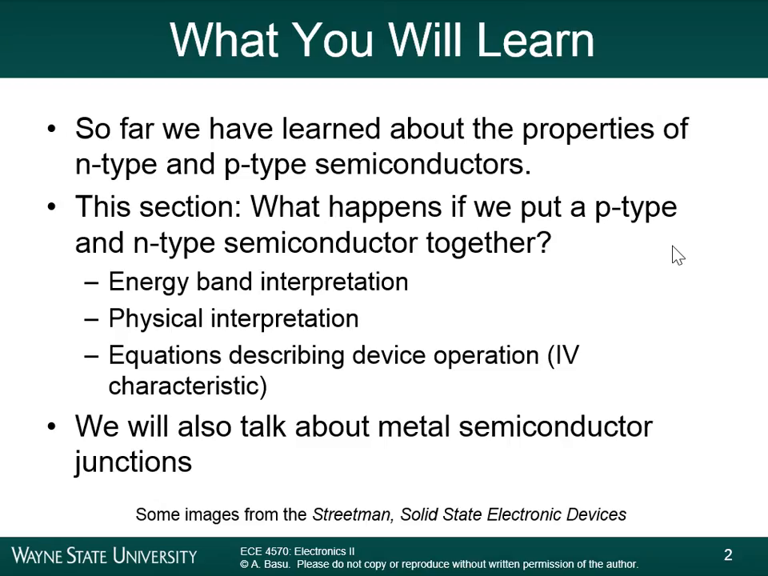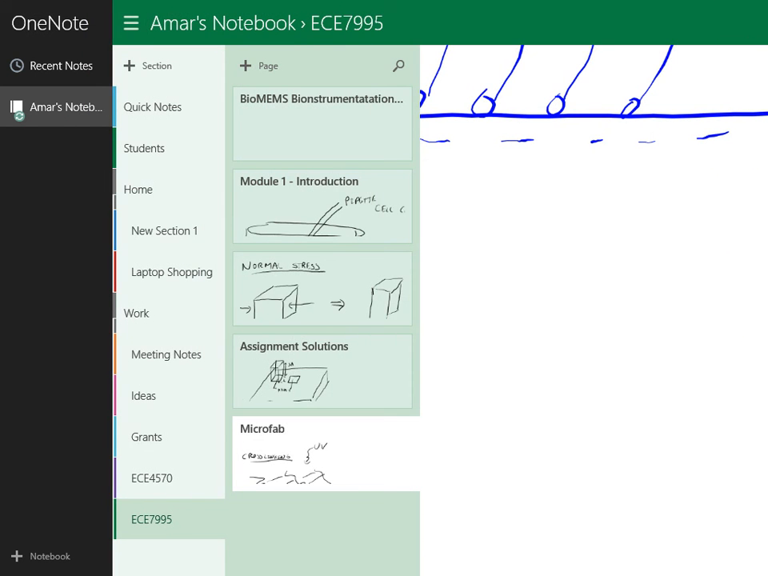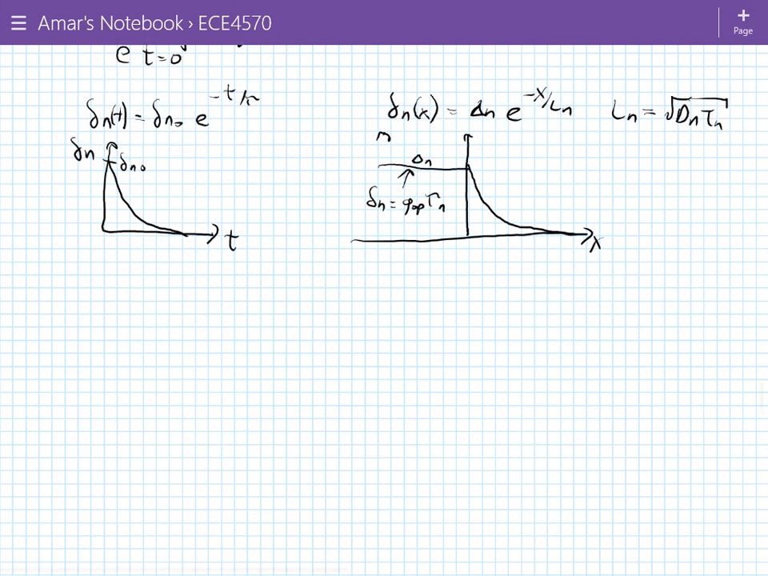So a diode is basically a P-type and an N-type semiconductor put next to each other. Some of you remember this from Electronics 1. This section is going to cover conceptually what happens if we put a P-type and an N-type semiconductor together. You basically get a diode. And you probably remember what this picture looks like from Electronics 1. You have the classic picture of a diode.